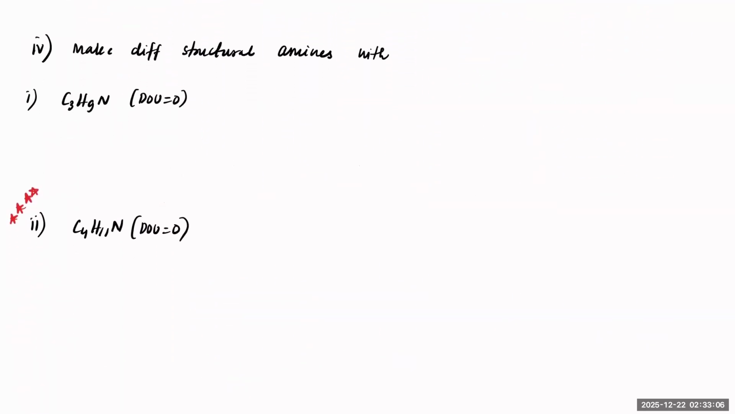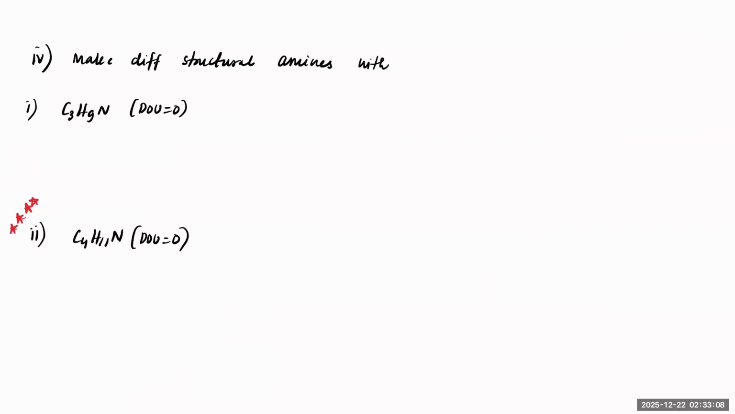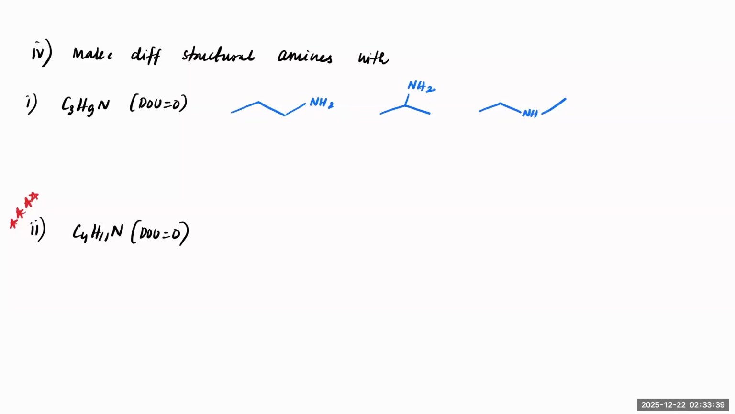Hmm. See the next one. We need to make different structural amines. Okay, in case you want to make different structural amines here. So check out the degree of unsaturation in the first case, C3H9N, degree of unsaturation 0. Okay, so which means there are three carbons and then there is an amine group NH2. And same with three carbons with NH2 here like this. Now I can make it two carbons with one methyl group on nitrogen, or I can make three methyl groups on nitrogen. So how many total structural possibilities? Four.